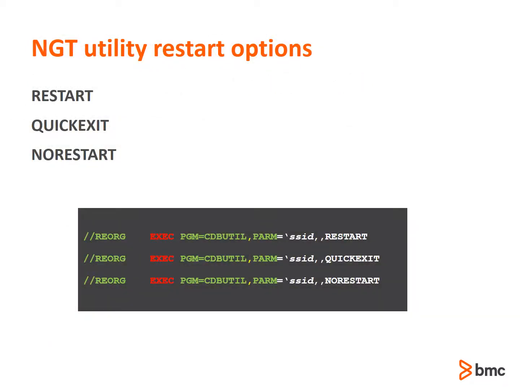3 different restart parameters as seen here: restart, quick exit, and no restart. Restart is the preferred parameter and works great for both initial runs and reruns from a failed utility. This is the recommended parameter for the production environment.